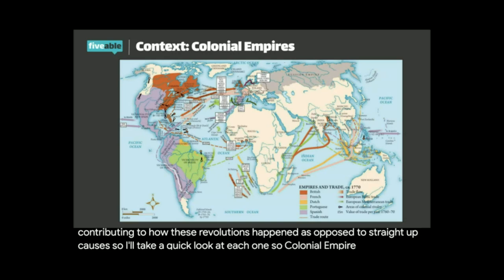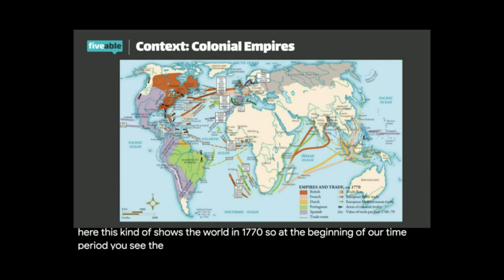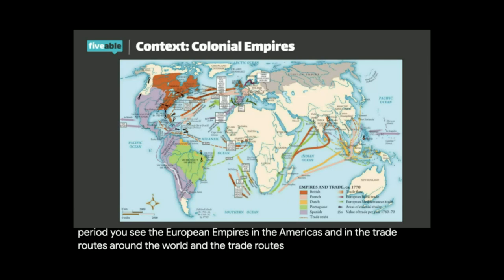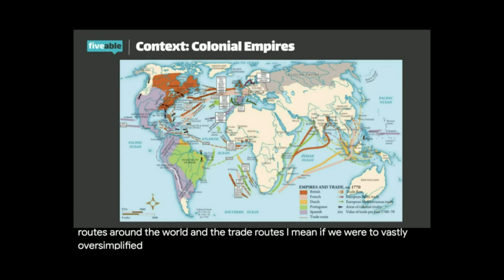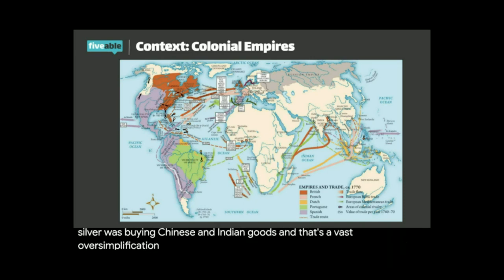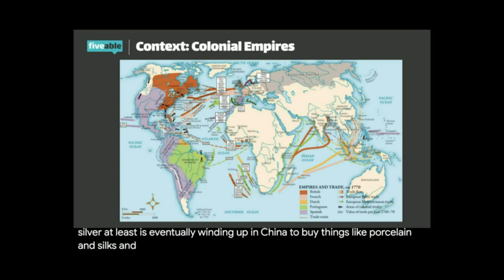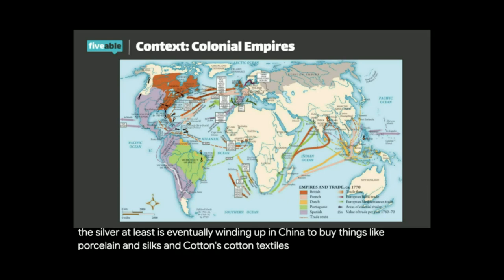So colonial empires that we see here, this shows the world in 1770, so at the beginning of our time period. You see the European empires in the Americas, and then the trade routes around the world. If we were to vastly oversimplify what was happening in the world at this time, American silver was buying Chinese and Indian goods. These trade routes are bringing valuable commodities like silver and sugar, and the silver, at least, is eventually winding up in China to buy things like porcelain and silks and cotton textiles, spices, and things like that.